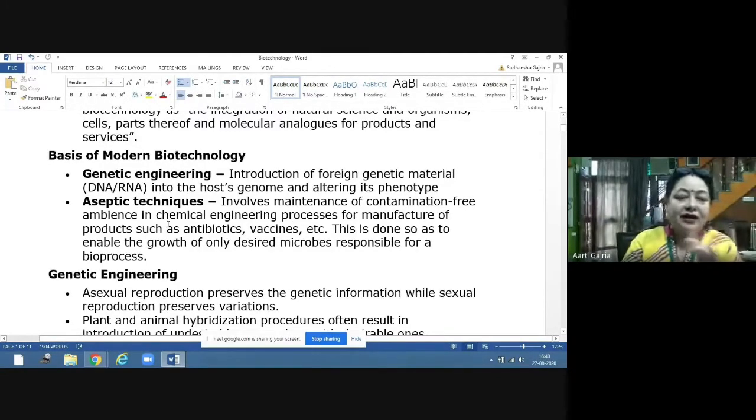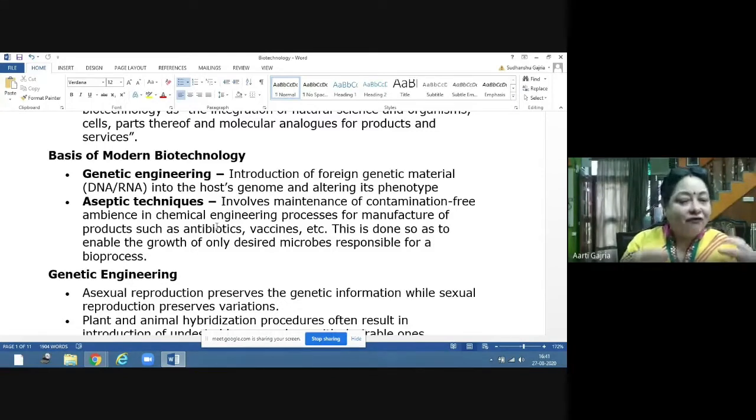Ambience is surrounding. In chemical engineering processes for manufacture of products such as antibiotics, vaccines, whatever products you are manufacturing, if your ambience is contaminated, then you won't be able to get the desired results. So to get the desired results, the ambience should be made contamination free. What is contamination free? It means we want only desired microbes to grow there. We don't want any other microbes to grow there. So this is called chemical engineering.